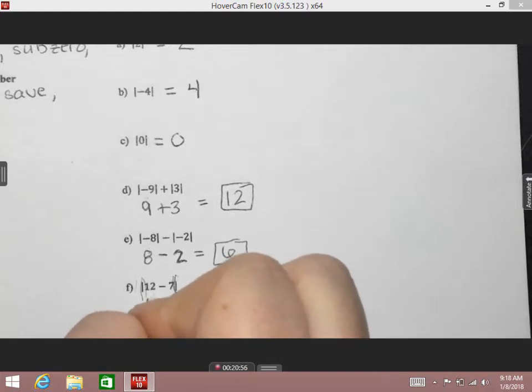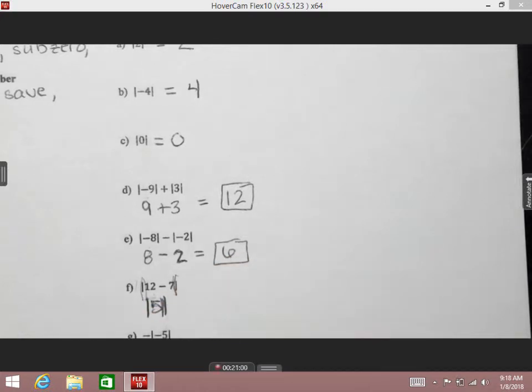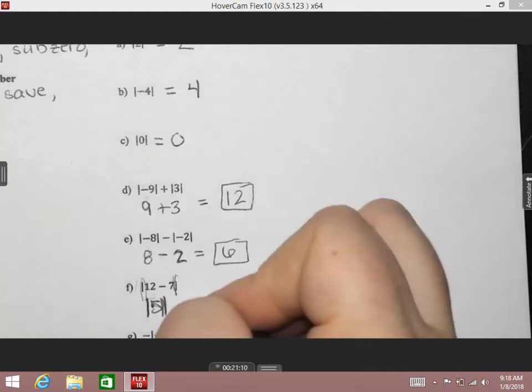Now here's a question, guys. Have I let 12 and 7 out yet? No. So that 5 is still in the bars. Now that I just have one number, can I let it out? Yeah, so now, what's the absolute value of 5?